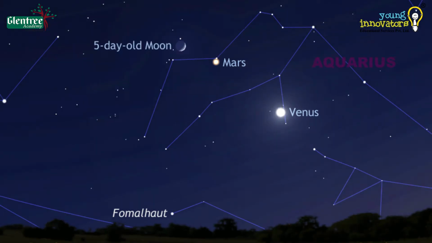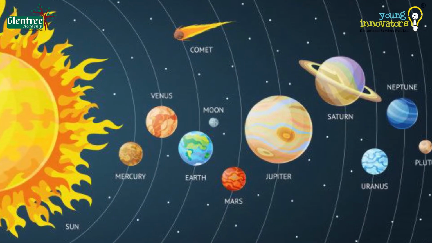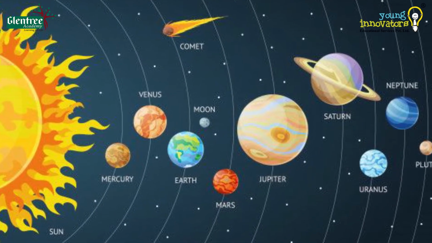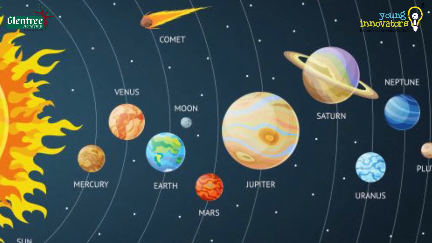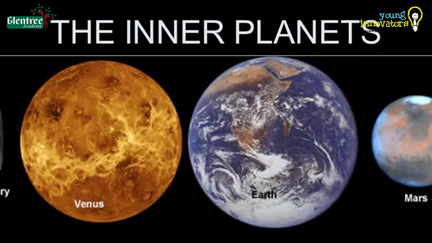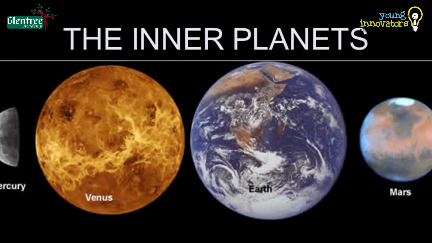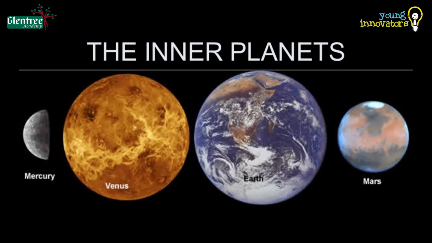Planets are classified as inner and outer planets based on their relative position from the Sun. Please refer to the earlier video on the solar system. We shall now look into a few of the characteristics of both inner and outer planets in our upcoming videos. Firstly, inner planets. Inner planets are the planets which lie within the asteroid belt, namely Mercury, Venus, Earth, and Mars.